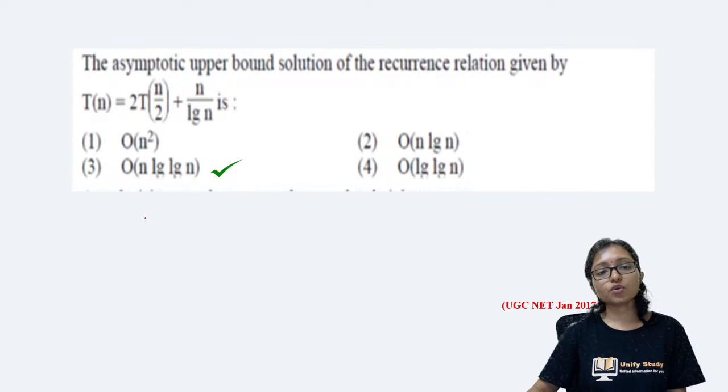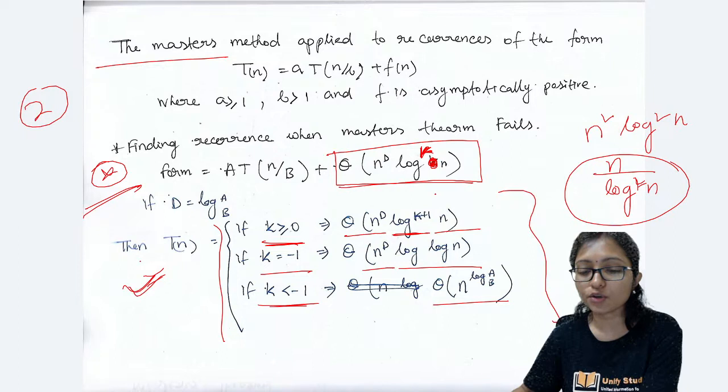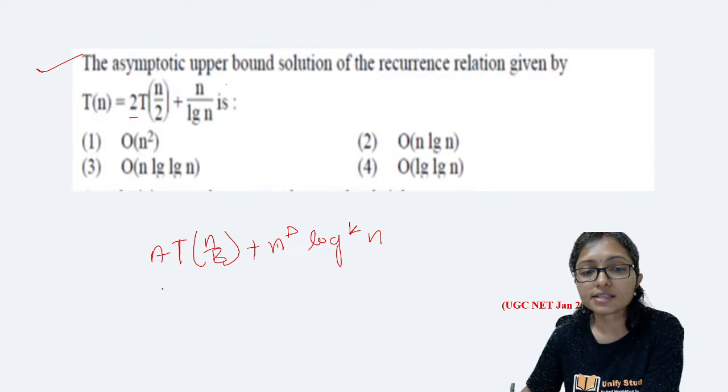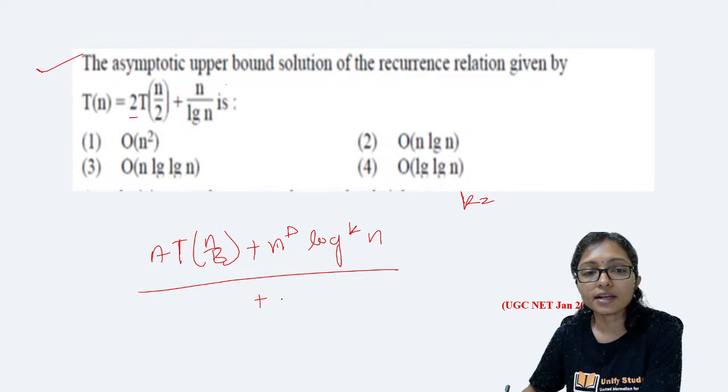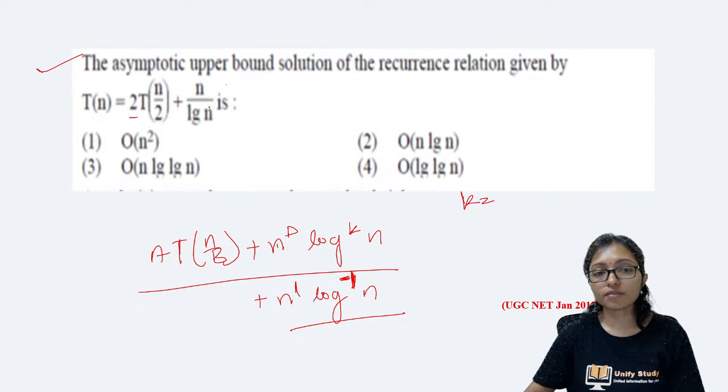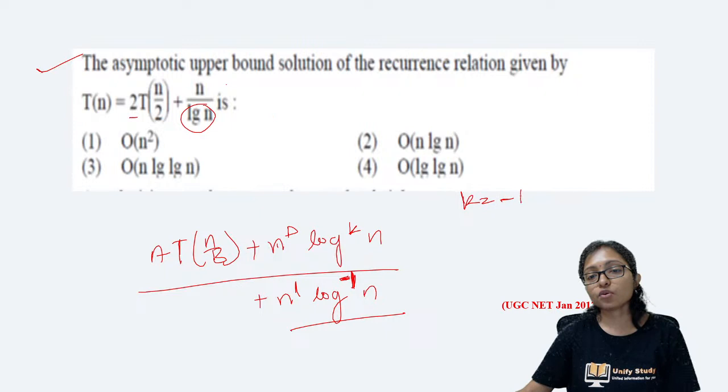What to do here? You just need to check the format. The format was n to the power d log to the power k n, and before that it was the same, a T(n/b) plus this one. So now you can tell me what the value of k is here. It is actually n to the power 1 log to the power minus 1 n. It is log to the power minus 1 because the log is on the lower side. So your k value is minus 1.